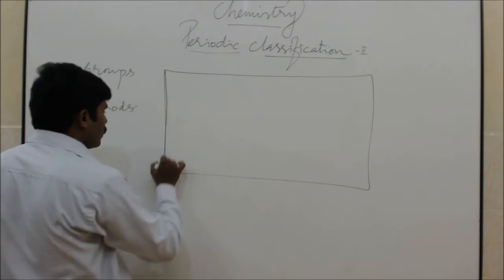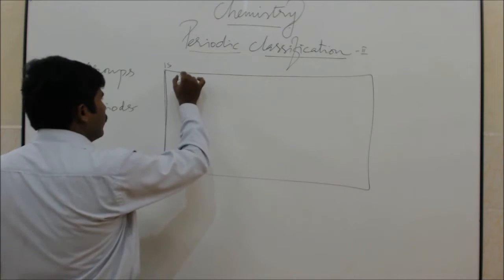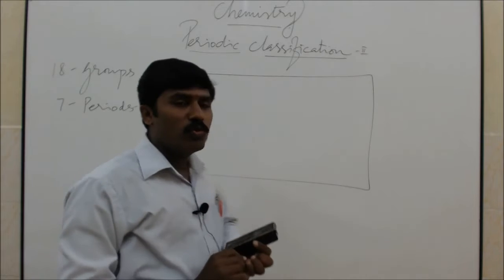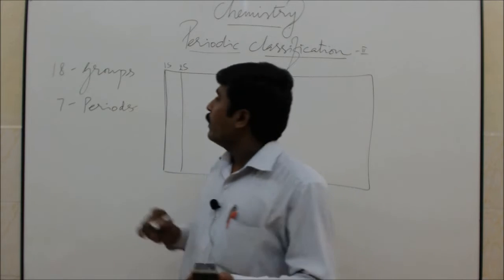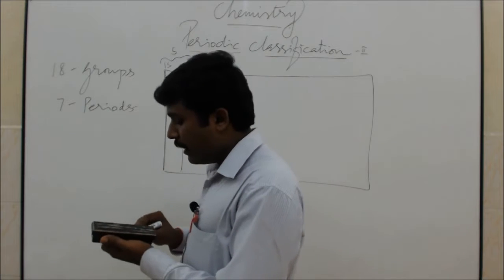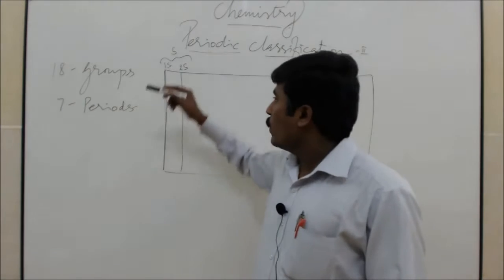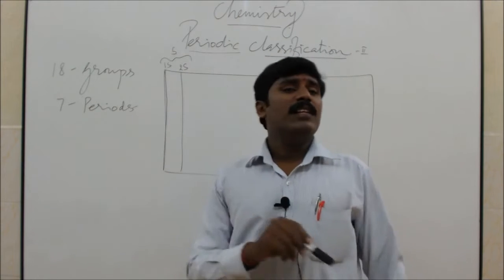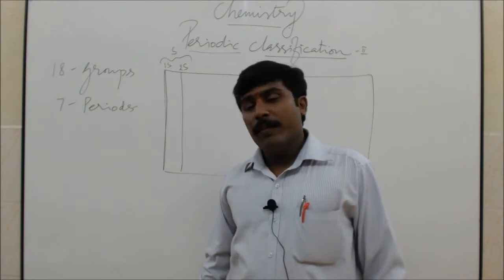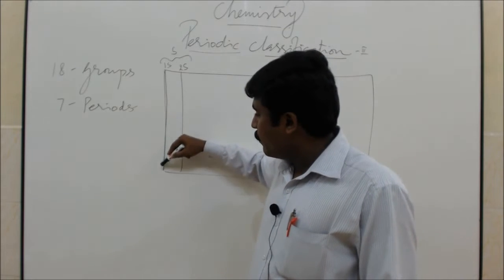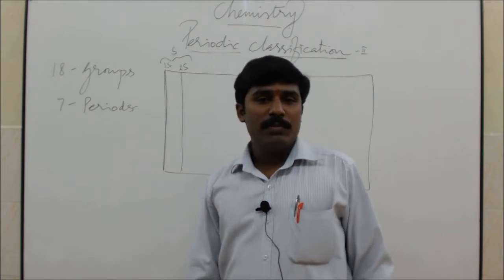This is known as the 1s block elements. This is known as the 2s block elements. The first two groups are collectively known as the S block. The S block elements are divided into two types, 1s block elements and 2s block elements. What are the elements present in the 1s block? Lithium, sodium, potassium, rubidium, cesium, francium.